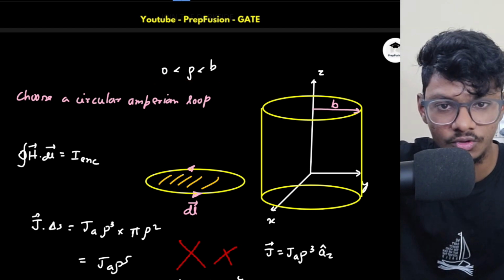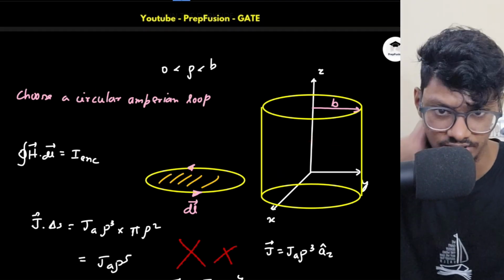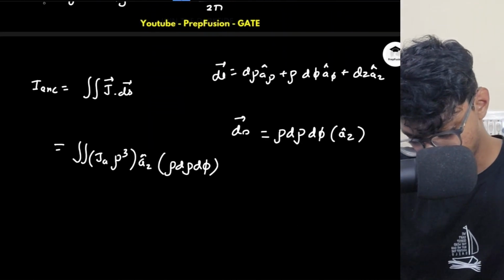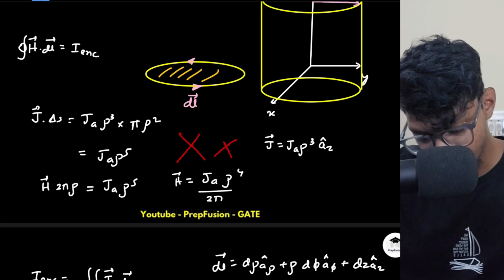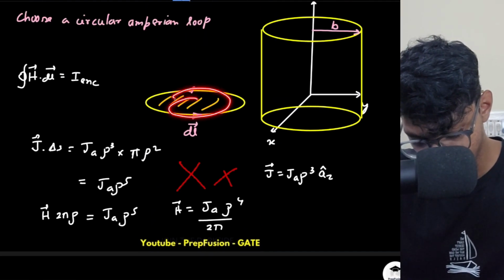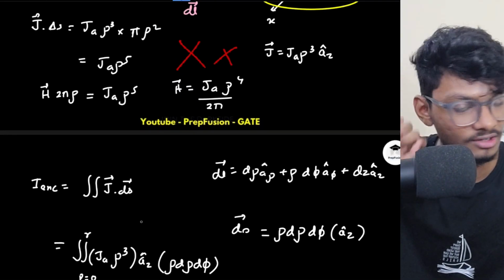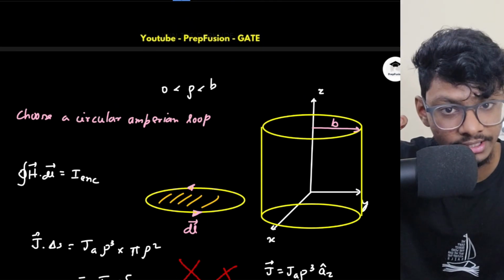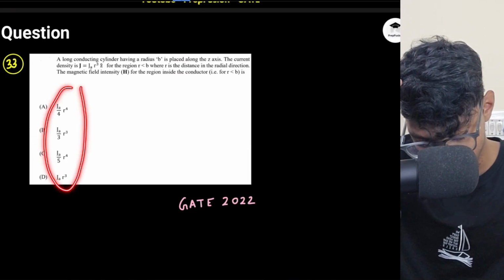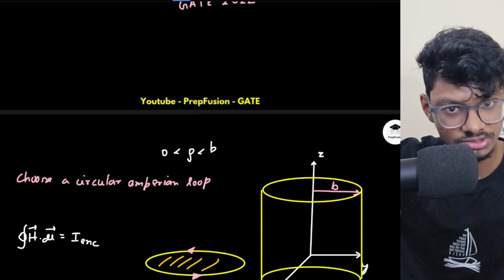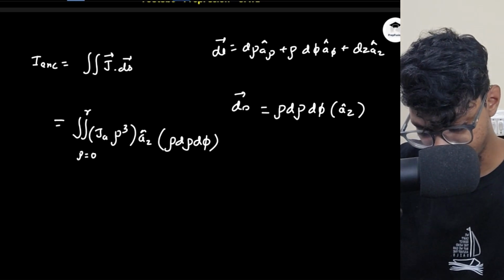I will assume that rho is going from 0 to r, some distance r from the center, some distance r from this positive z axis. So that is my assumption. Rho goes from 0 to r, and phi I am rotating throughout this whole circle. Why am I keeping rho from 0 to r and not from 0 to b? Because I need to find the magnetic field intensity as a function of radial distance, as given in the options. So that's why I am keeping a variable, and my rho is varying from 0 to r.